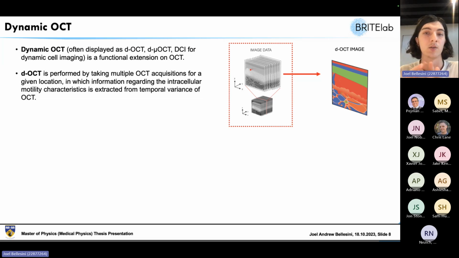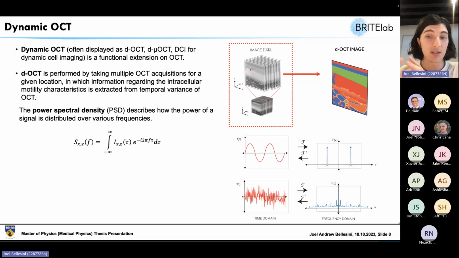What we are doing is looking for the motility characteristics within the different regions of the tissue. This information is typically extracted using the Fourier transform, in which the power spectral density describes the power of our incident signal over various frequencies of motion. We can look at different regions within the tissue, inspect their power spectral density and see how that varies, and then use that to create a dynamic image with enhanced contrast based on the dynamic signal.